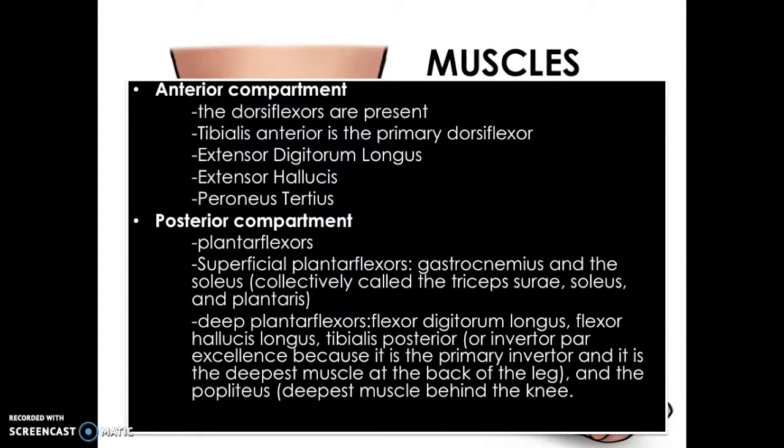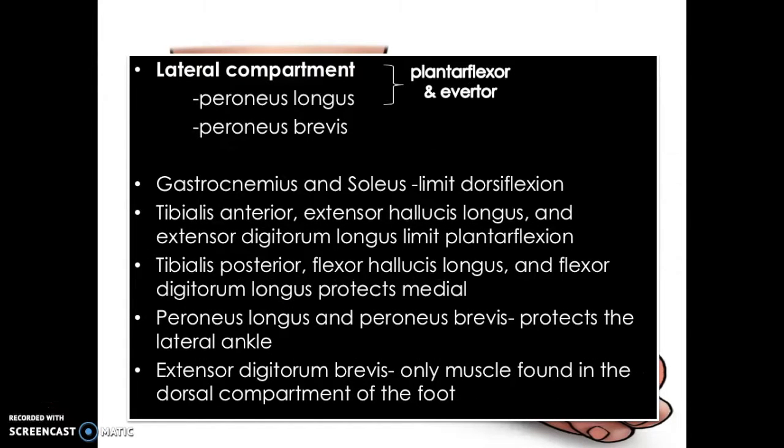And then, in the posterior compartment, these are the plantar flexors. Your superficial ones would be the triceps surae, so that's the gastrocs and soleus, and the plantaris. While the deep plantar flexors are the FDL, the flexor hallucis longus, and the tibialis posterior, which is the inverter par excellence. It is the primary invertor and the deepest muscle. While the popliteus is also the deepest muscle behind the knee.